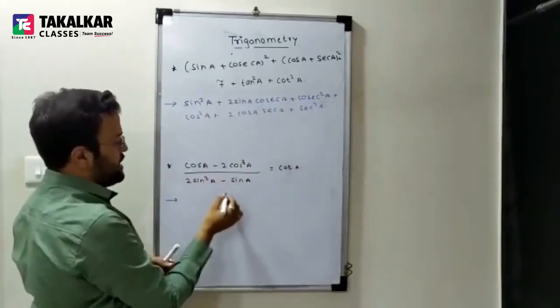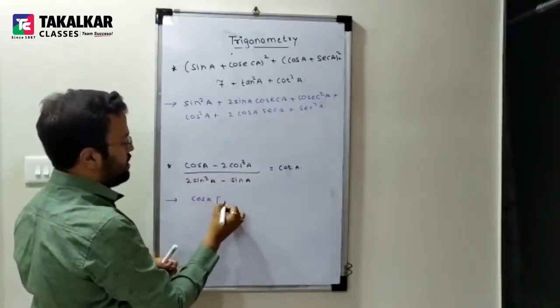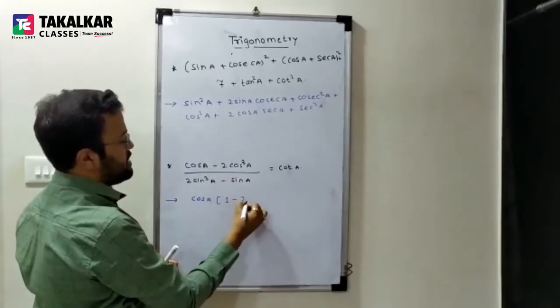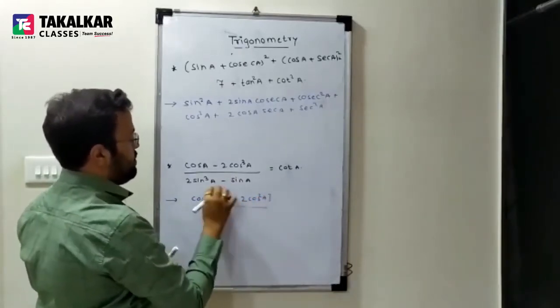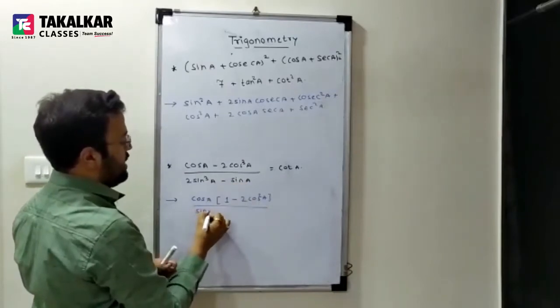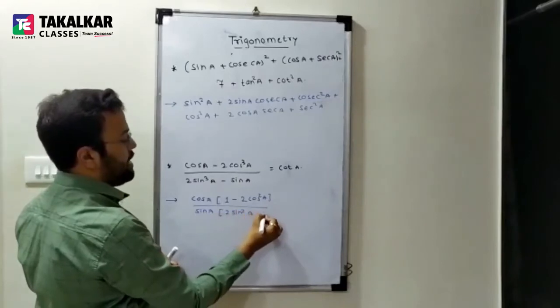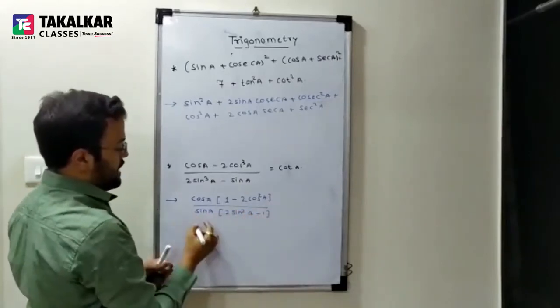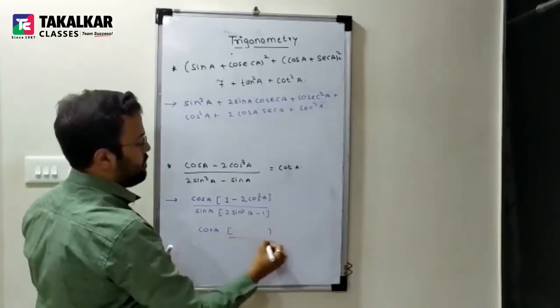Now here also in this sum, what will you take common? From numerator you take cos a common. So बचा क्या? 1 minus 2 cos square a. From this, what will you take common? Sin a. So what do you get? 2 sin square a minus 1. Now cos a upon sin a will give you cot a upon this and upon this.